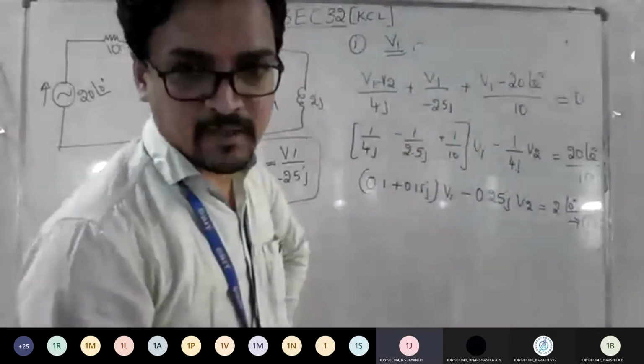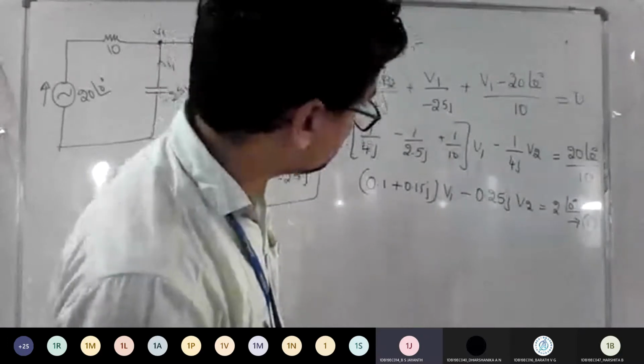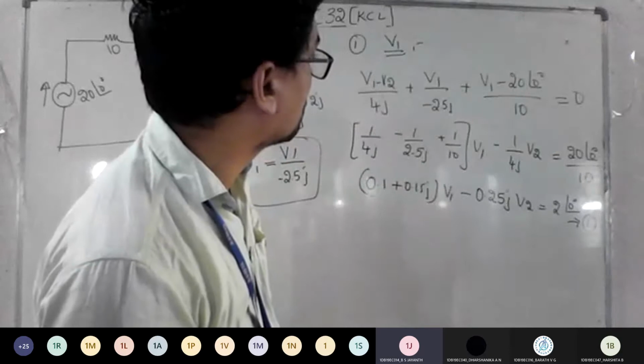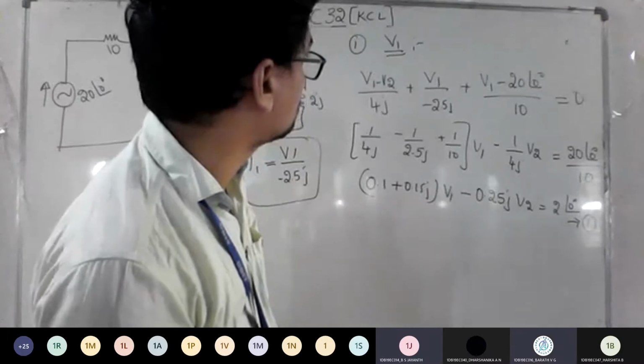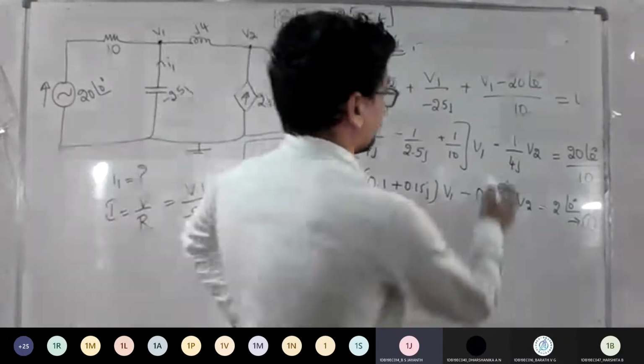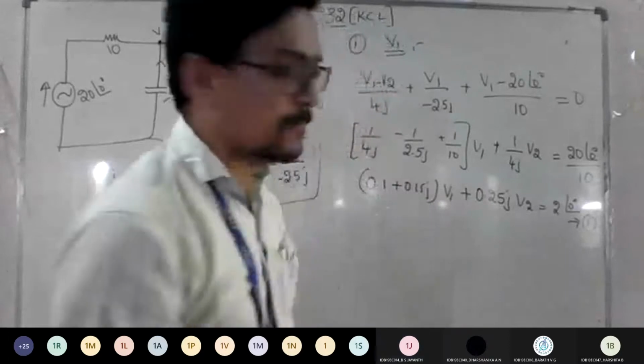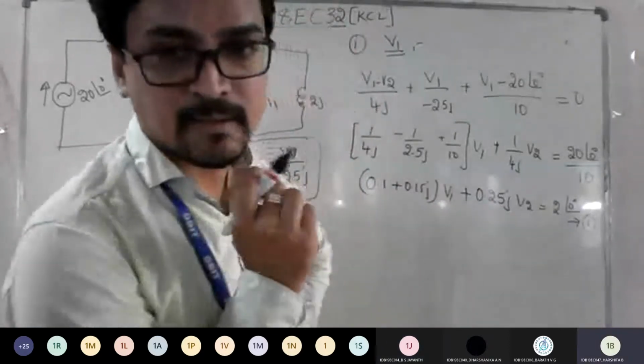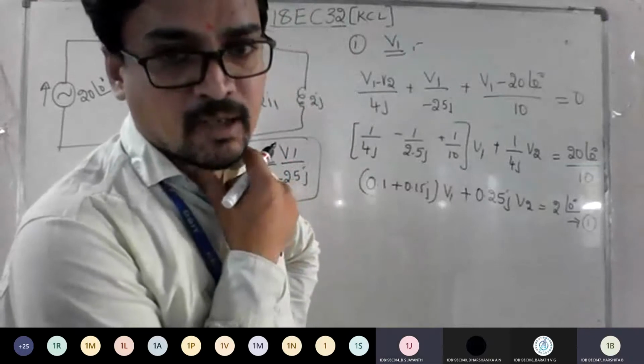Any doubts? Anyone? Sir, it's plus 0.25. Yes, when we shift J to the numerator, it becomes plus 1 by J. Okay, fine. So equation 1 is done for node 1.